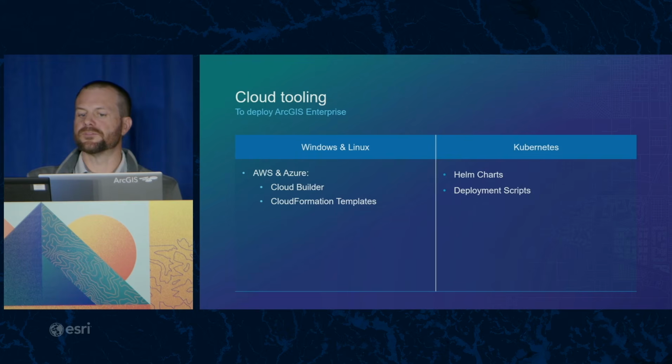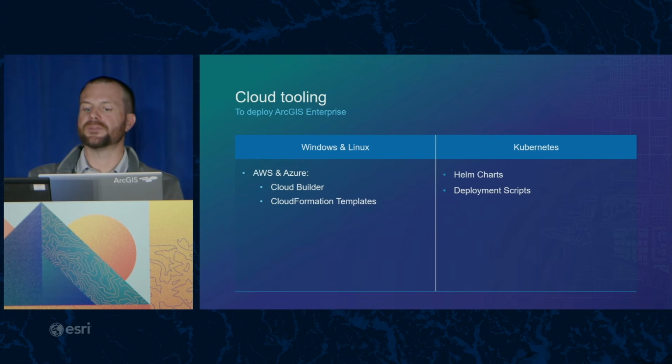Here is how the cloud native tools for Windows and Linux work. We have Cloud Builder for AWS, which is a command line tool for automating deployments in AWS. You run it with a JSON configuration or parameters indicating your desired architecture. It launches the necessary AWS resources, like your EC2 instances with the appropriate AMIs, load balancers, and security groups, and then it installs and configures ArcGIS Enterprise on top of that.